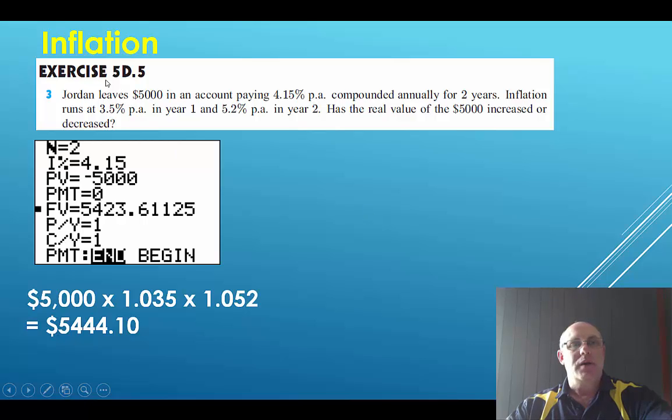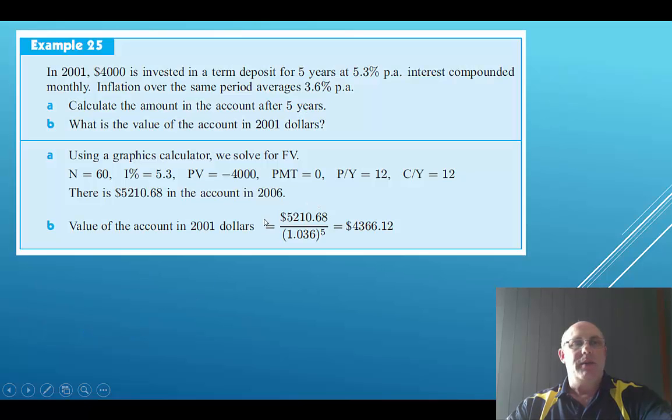So you've got a few questions in 5D5 similar to this. This is the process that you've got to do. You've got to work out what the future value of that money's worth to see if you actually made an increase in your money.